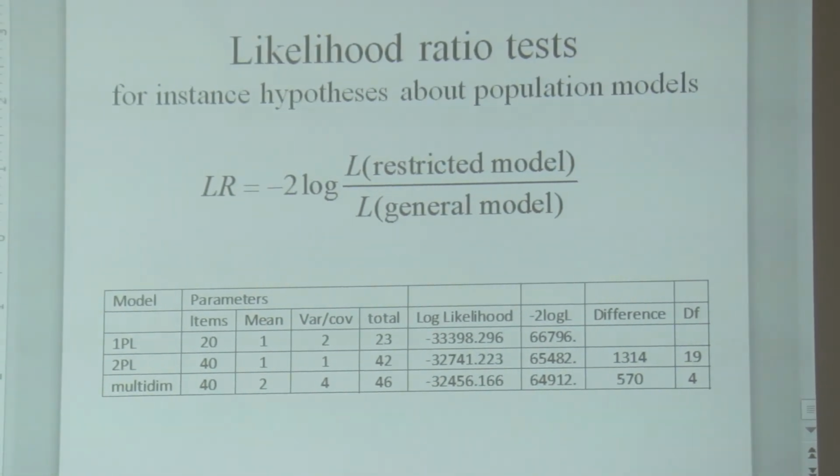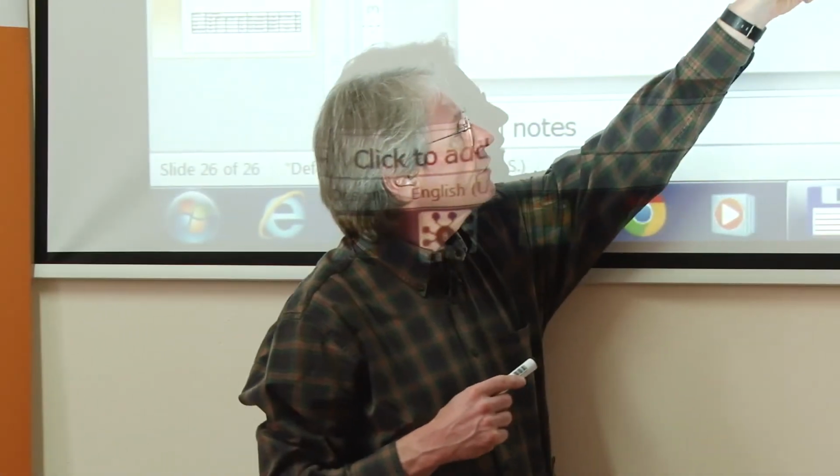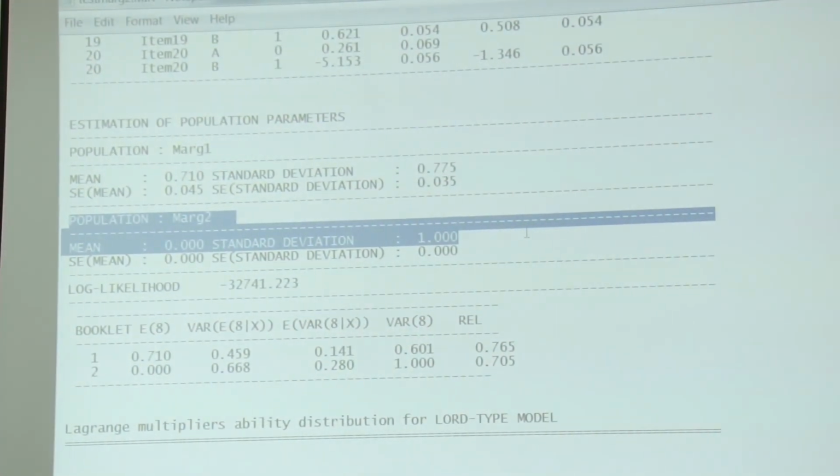And then I start counting the number of parameters in my model. Now, for the items, the number of parameters is twice as much because we have A parameters and B parameters. So we have item location and item discrimination. So that's 40 parameters. Then we have one mean, of course, because we have to identify where the origin is. But now we only have one variance, because if you look in the output, you can see that for the second population, the standard deviation of the ability is fixed to 1.